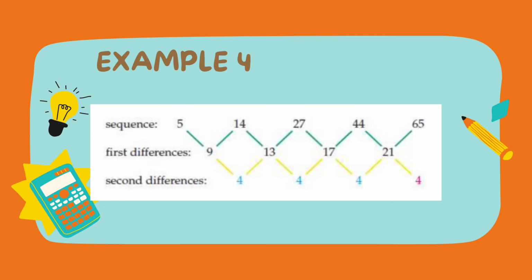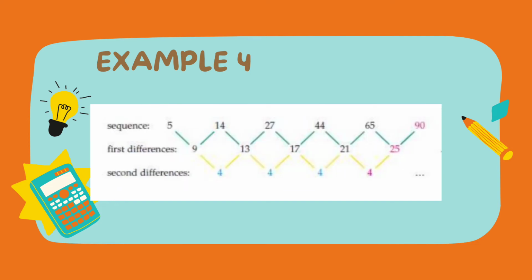If the pattern continues, then 4 would also be the next second difference, and we can extend the table to the right as shown. Now we work upward, that is, we add 4 to the first difference 21 to produce the next first difference, which is 25. We then add this difference to the fifth term, 65, to predict that 90 is the next term in the sequence. This process can be repeated to predict additional terms of the sequence.